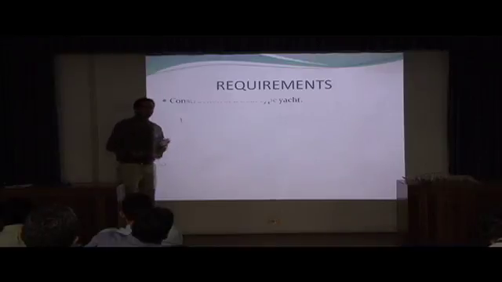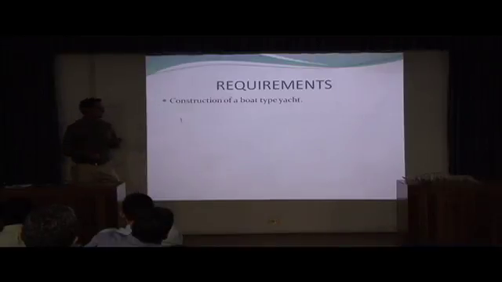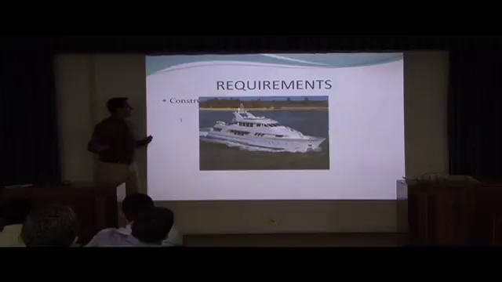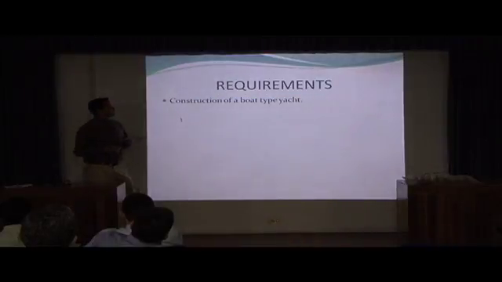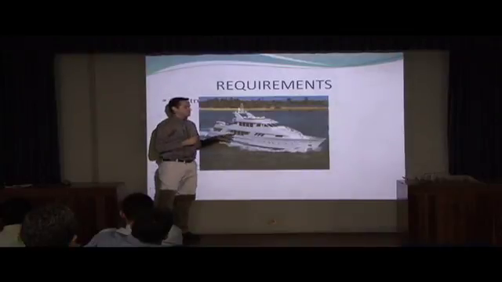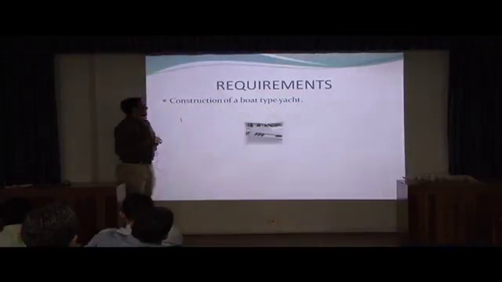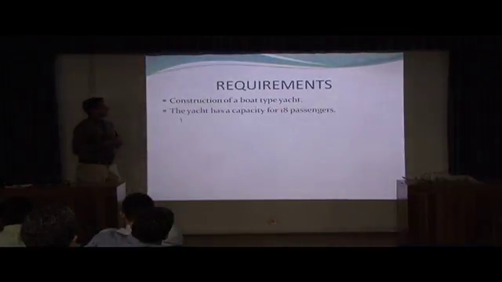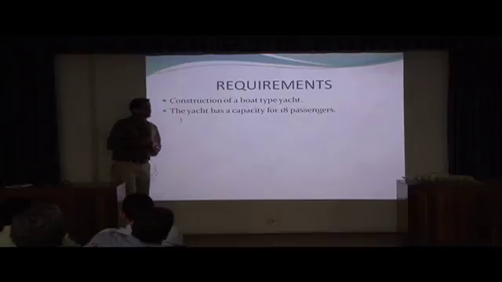Then, I had the requirements. What are the requirements of the ownership? The ownership tells me the construction of the boat is type a jab, and that this jab is for a steel material. The yacht has a capacity of 18 passengers. That is what the ownership tells me.